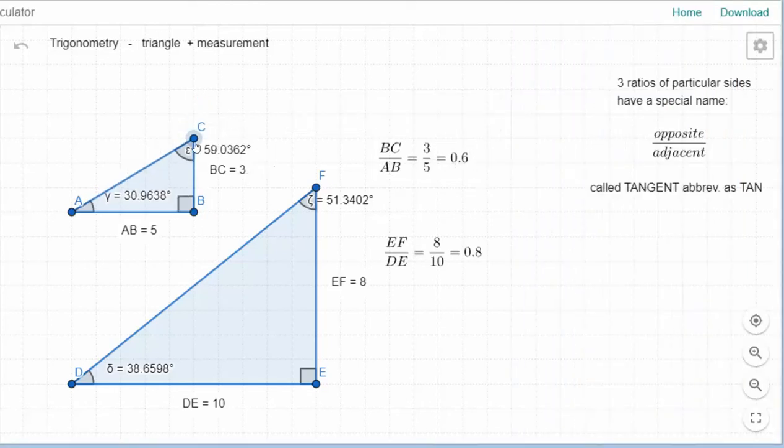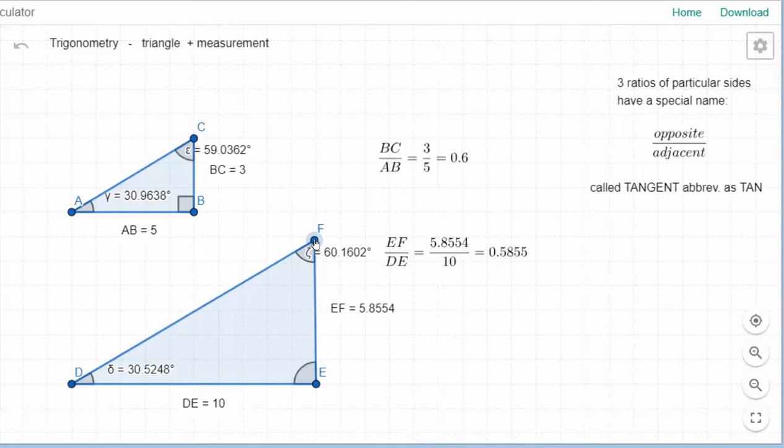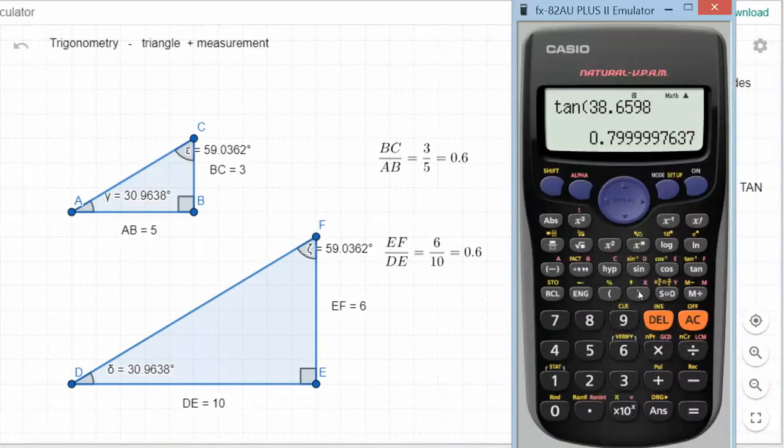Different angle. So let's go back to the 0.6. Again, you can go to your calculator. Let's press tan and type 30.9638. There you go, you get 0.6.